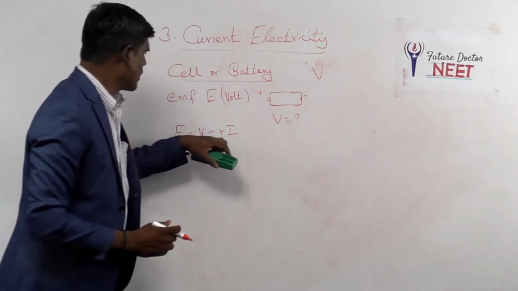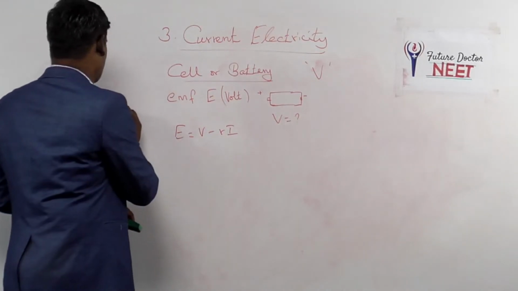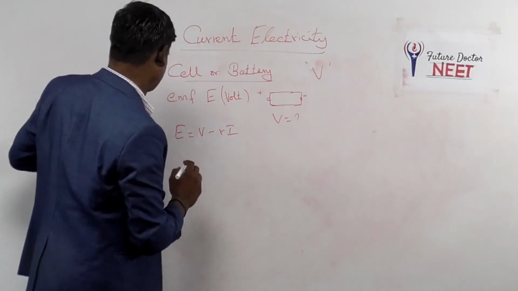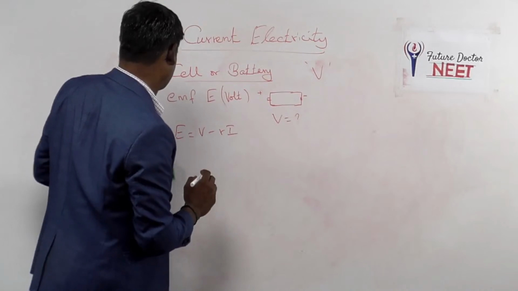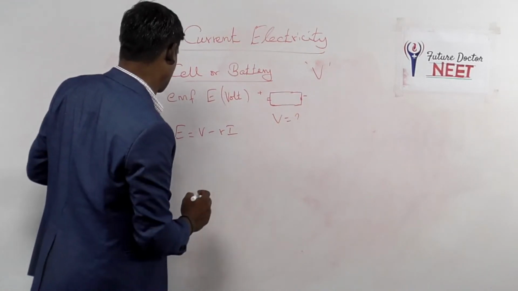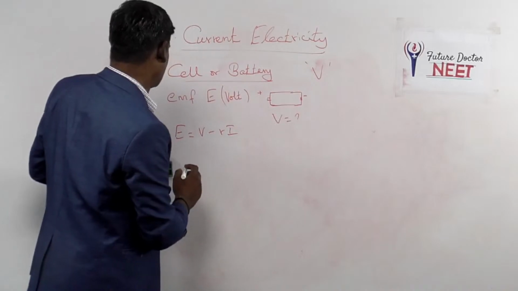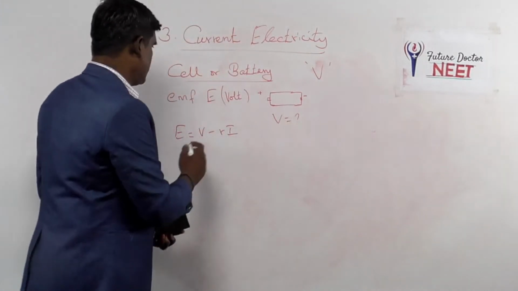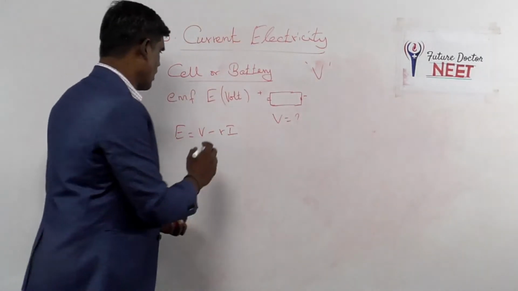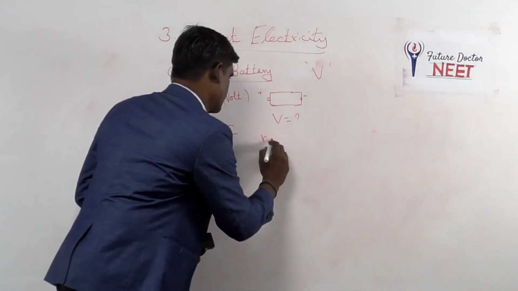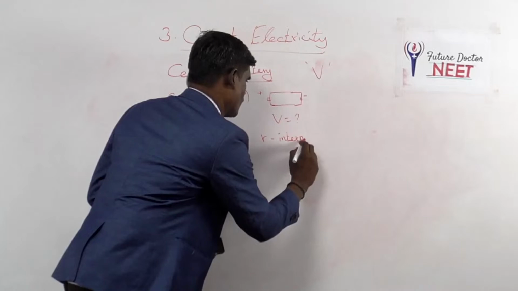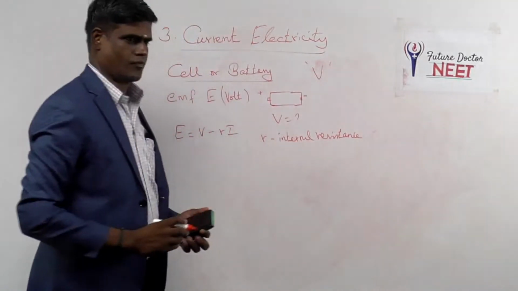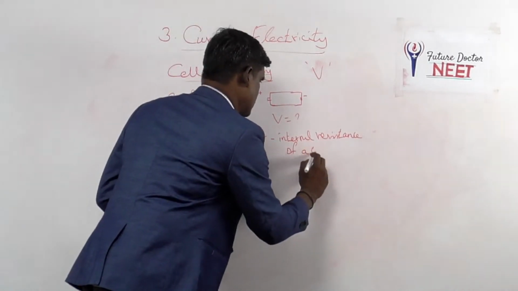Here R is the internal resistance. V equal to E minus RI. I equal to E by R plus r. EMF equal to V plus RI. R is the internal resistance of a cell. Internal resistance. Resistance of a cell.